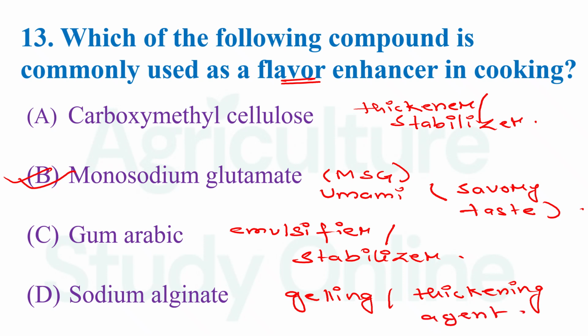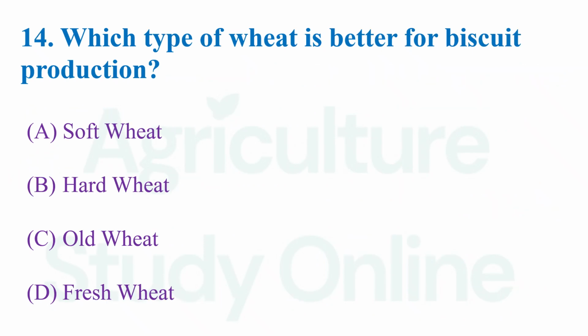So the correct option is B, that is monosodium glutamate. Question number 14. Which type of wheat is better for biscuit production?